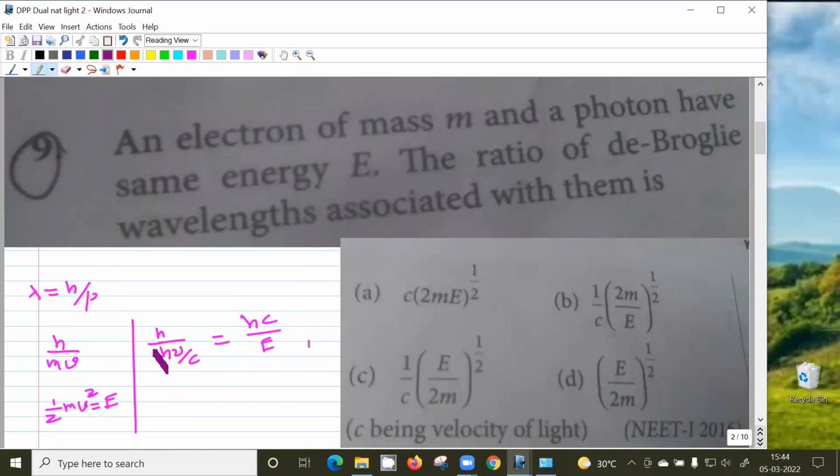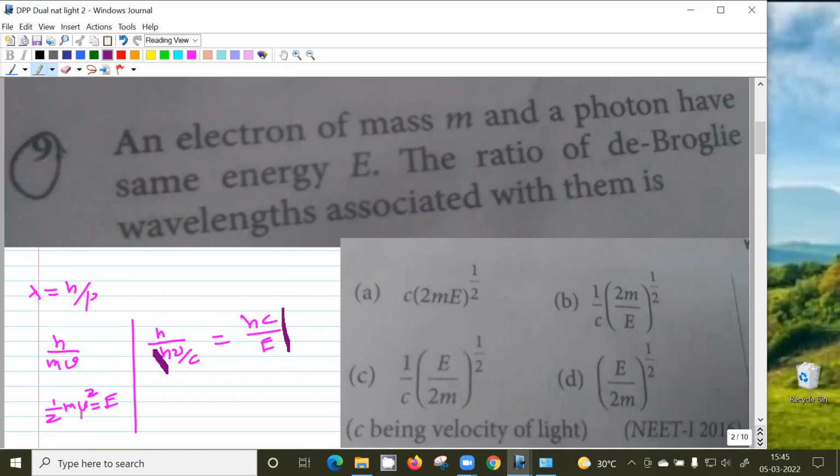Okay, so using that, you can write lambda as hc by E, where E is h into nu. So this is clear for a photon. Yes, sir. Similarly for electron, the energy of the electron is kinetic energy. It's half mv square. That is equal to E.